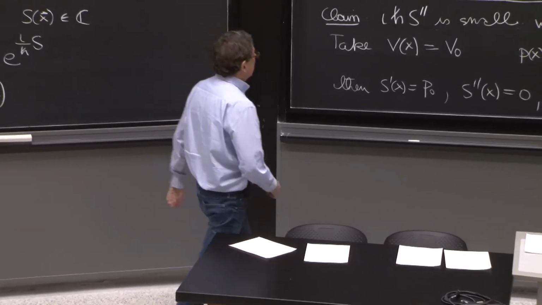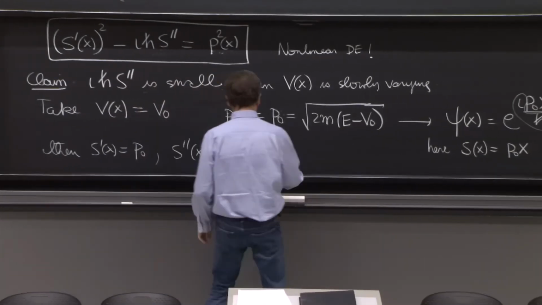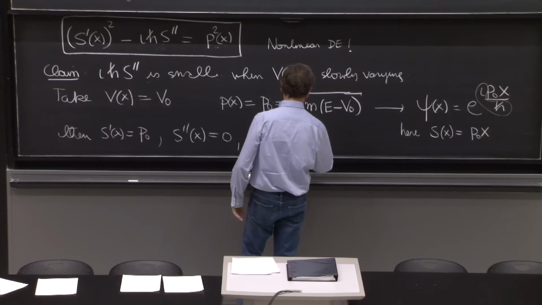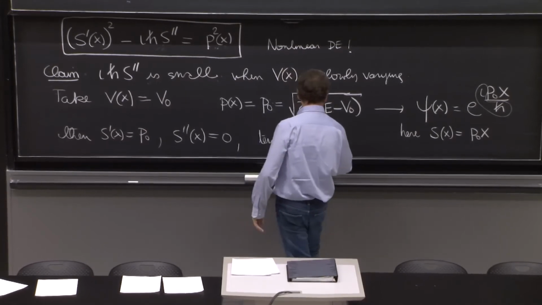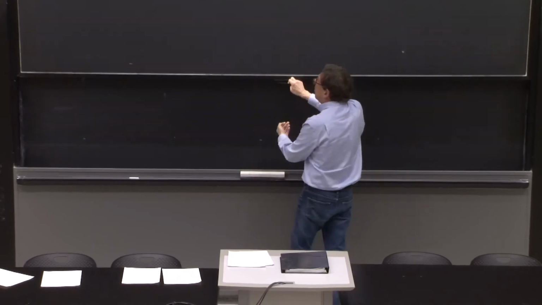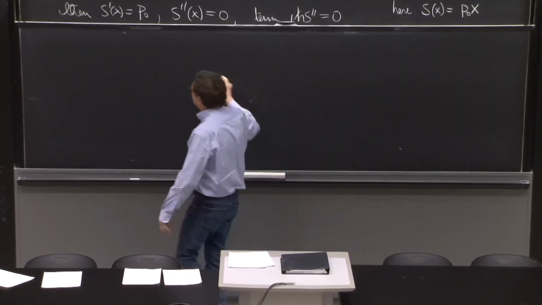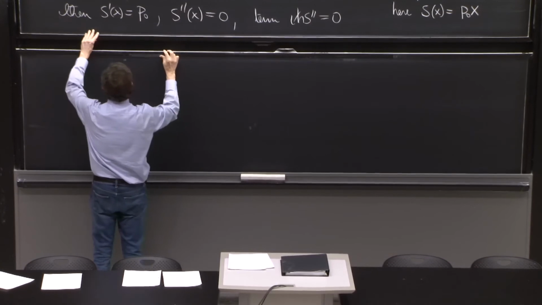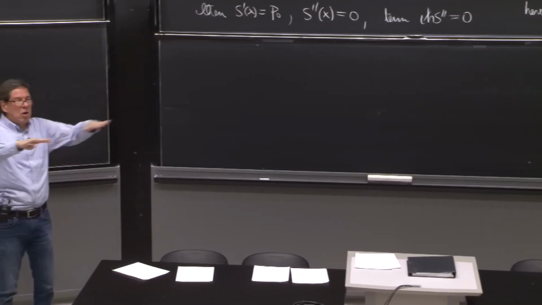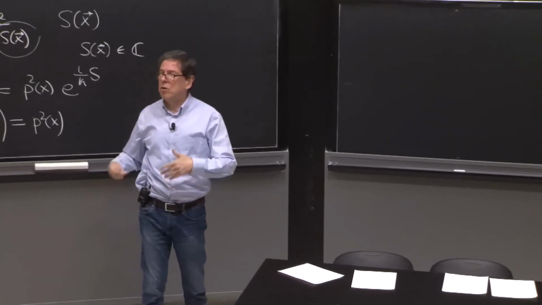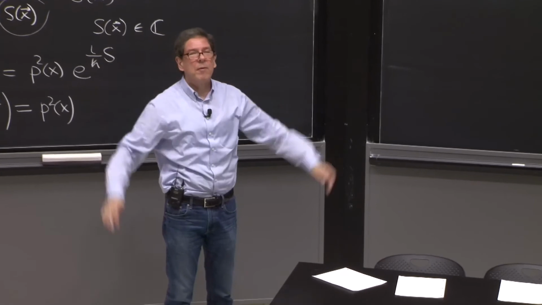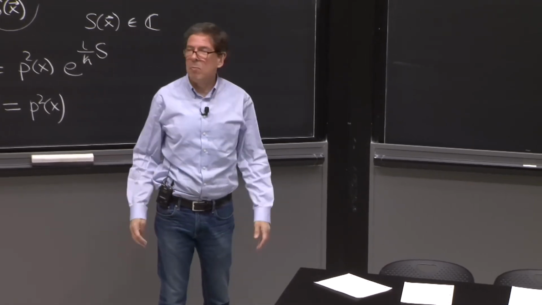So the term iℏS'' is equal to 0. So the claim now follows from a fairly intuitive result. If the potential is constant, that term in the solution is 0. If the potential is extremely slowly varying, that term should be very small.